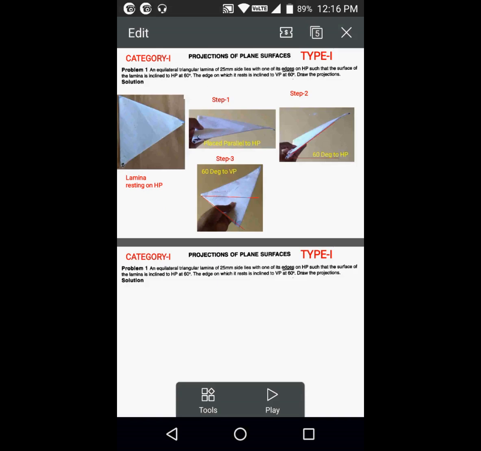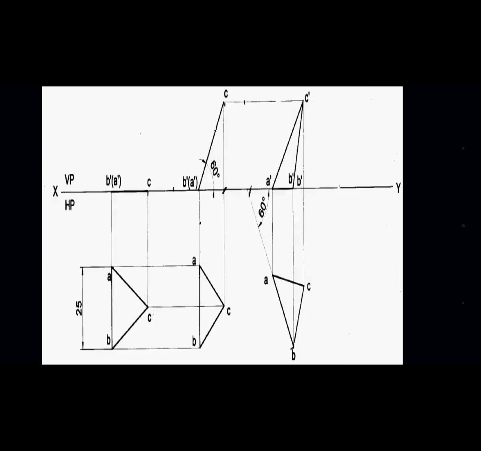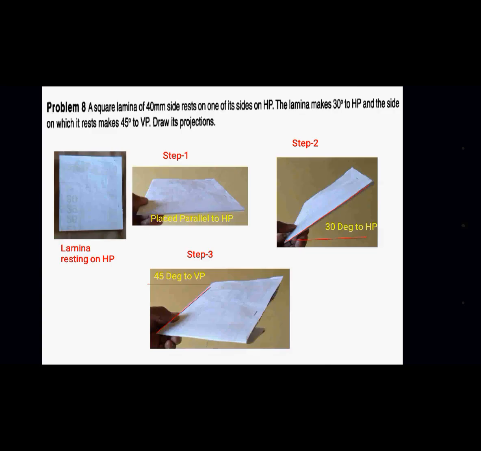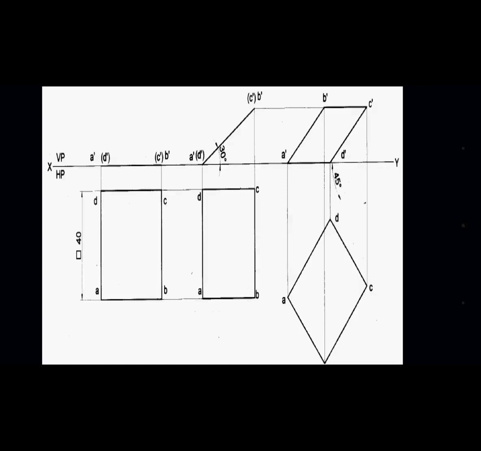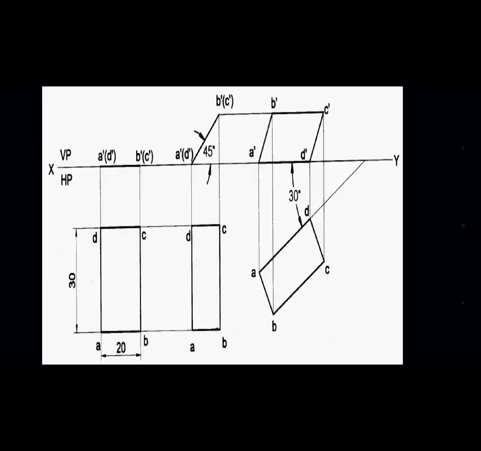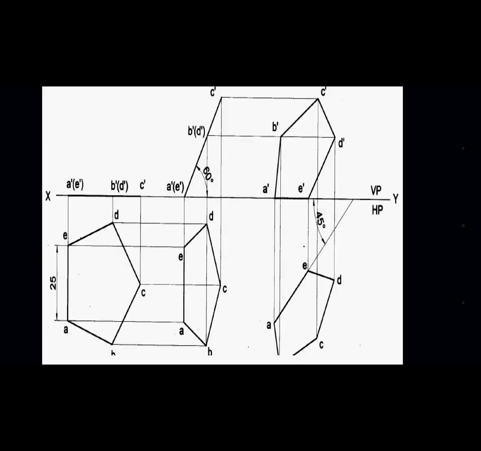So we are in category 1 and type 1 problems. We covered triangular lamina, square lamina, rectangular lamina, pentagonal lamina.